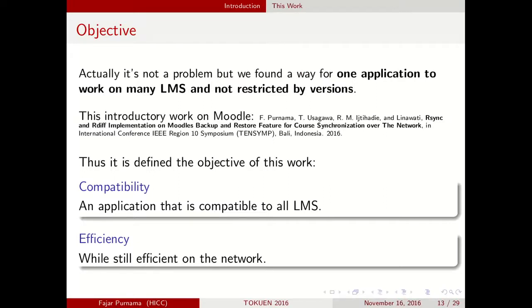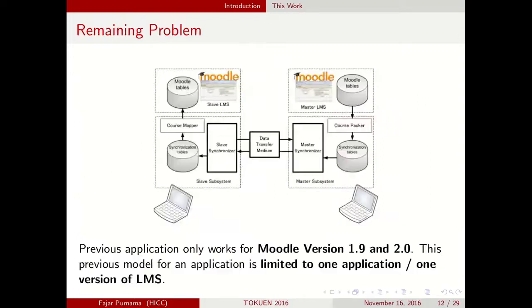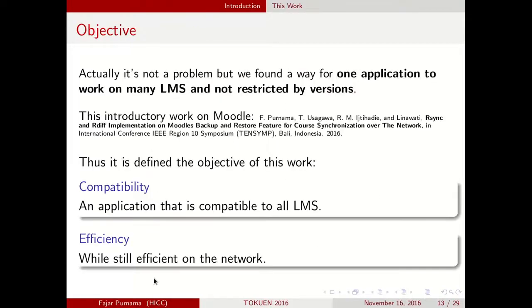So it's actually not a problem, but as I said, I would like to take a different path, a different way, because we found a better way to do this: instead of one application for one version of LMS, we can make a model where one application can work for many LMS and is not restricted by version. So even when the Moodle version changes, and even on other LMS other than Moodle, just one application is enough to actually do dynamic content synchronization.